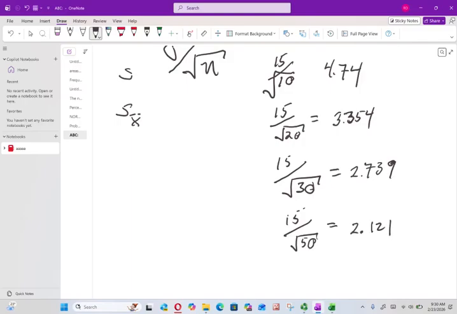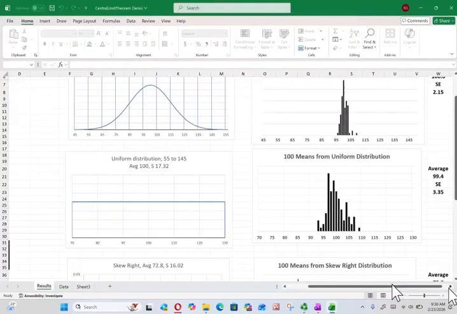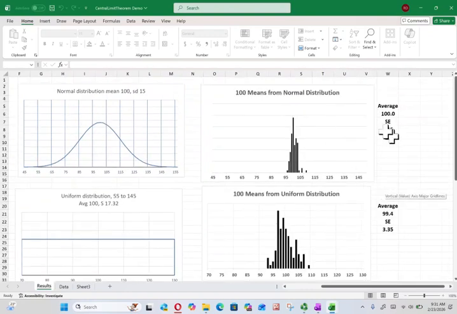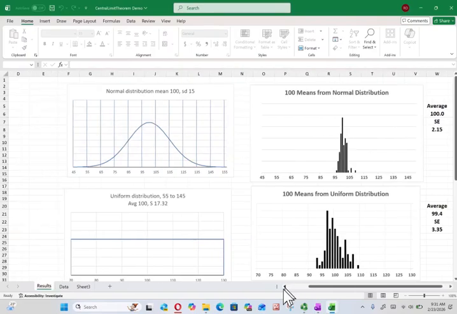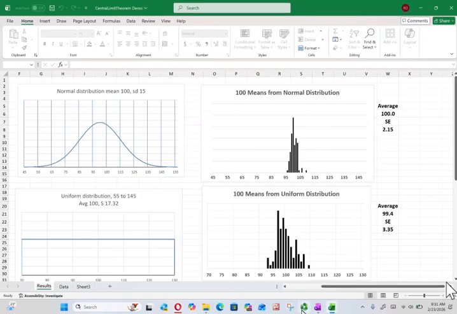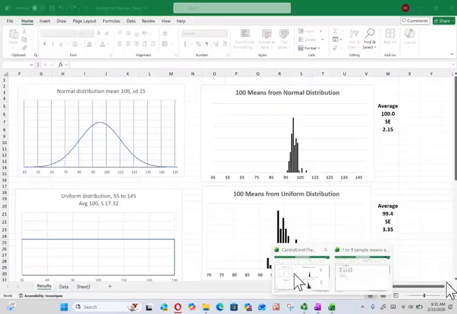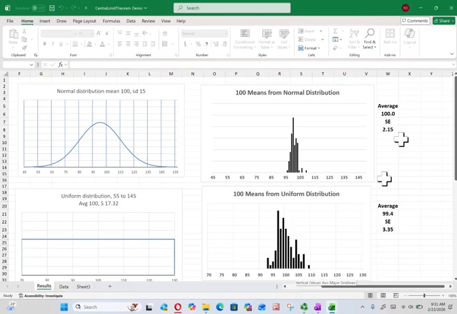2.121. The more samples we get, the better our bet on the average becomes. And if you look back at the Excel file, over on the side is the average and the standard error. For this, the sample size was 50. So that our theoretical value was 2.121. The actual value from all the samples that we did is 2.15.